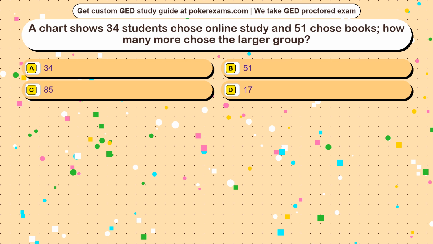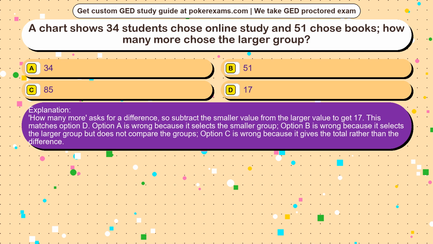The correct answer is option D. How many more asks for a difference, so subtract the smaller value from the larger value to get 17. This matches option D. Option A is wrong because it selects the smaller group. Option B is wrong because it selects the larger group but does not compare the groups. Option C is wrong because it gives the total rather than the difference.